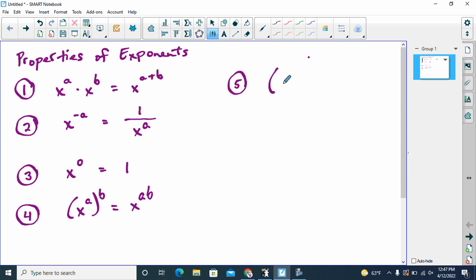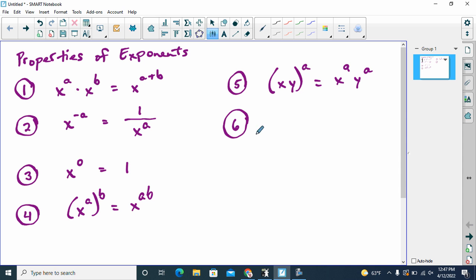Property number 5 said if I have x times y and I am raising it to the a power, as long as it's multiplication, I can distribute that exponent. That's the same thing as x to the a times y to the a. Those are the 5 properties that we have looked at thus far. We have 2 more we are going to look at.